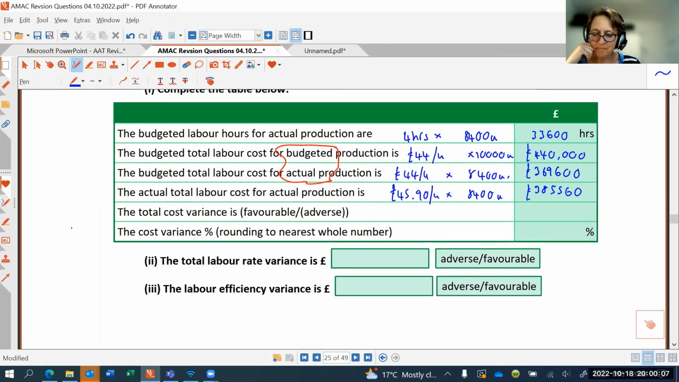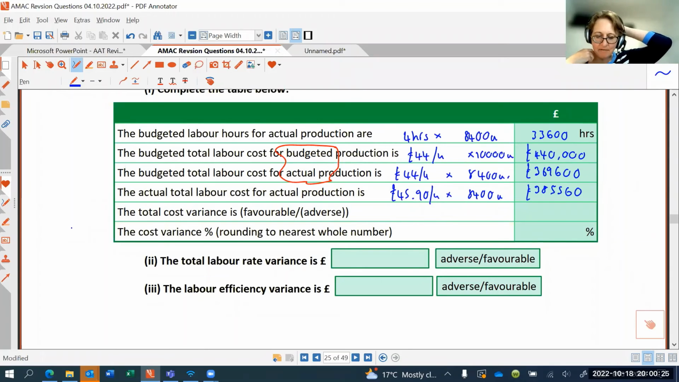So those, I think, are quite nice. When you've got to practice them a bit, because you've got to really dissect each word in the question. Is it actual? Is it budget? Is it total? Is it per unit? I'm not saying it's easy. I'm just saying with practice, it gets easier.